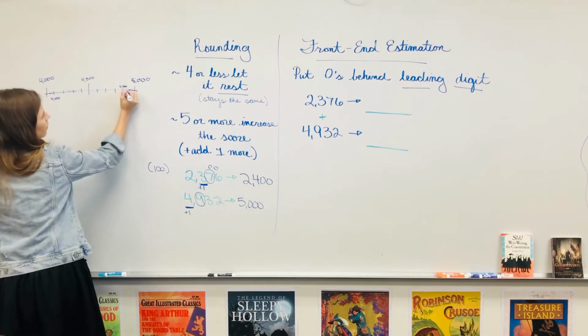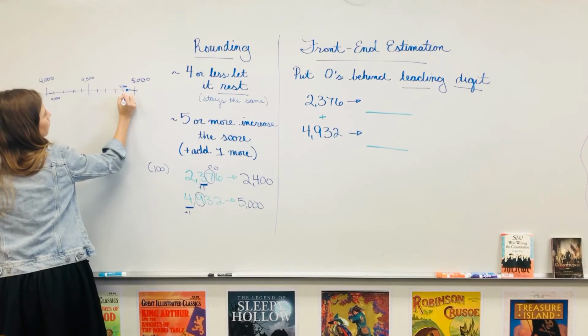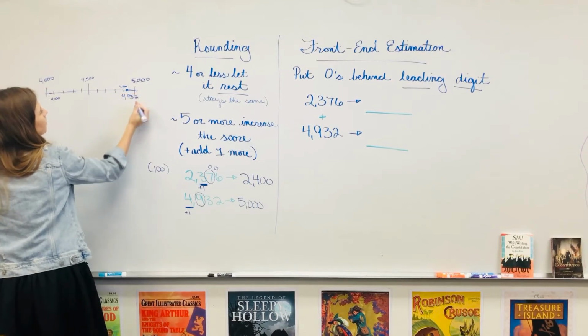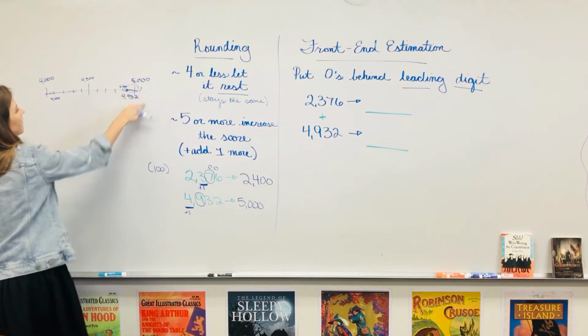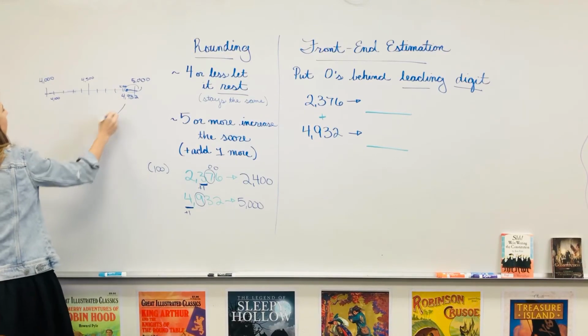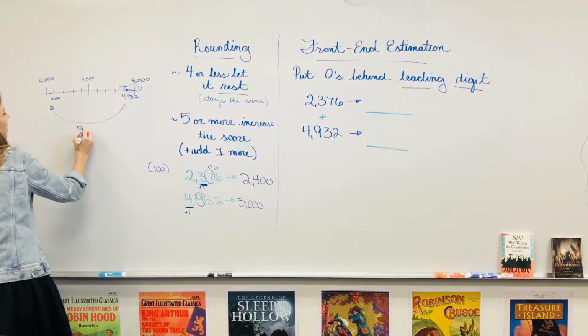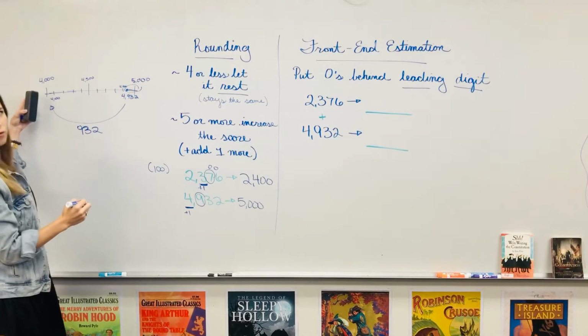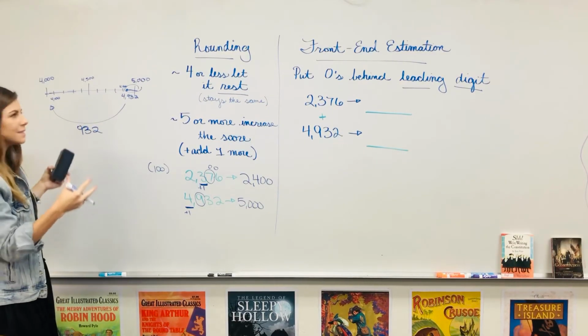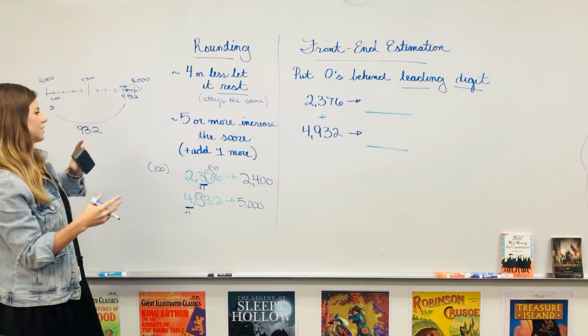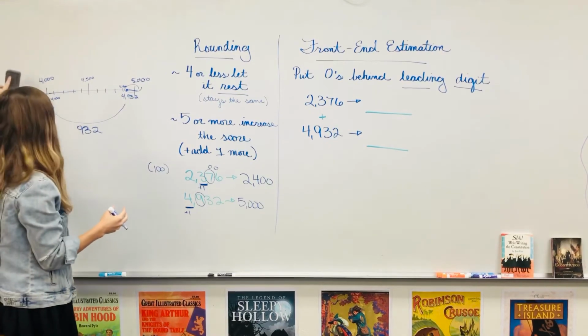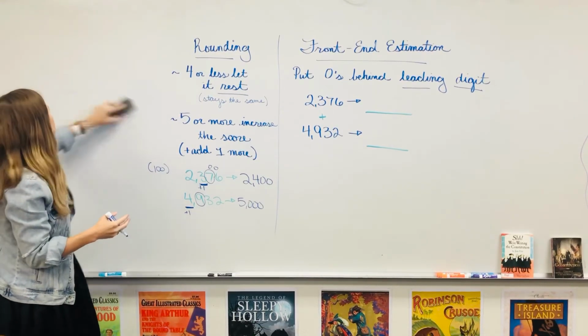It would be about right there, 4,932. Now look how close it is to 5,000. It is 932 away from 4,000. So which thousands is it closer to? It's closer to 5,000, okay? So rounding, you can use the number line.